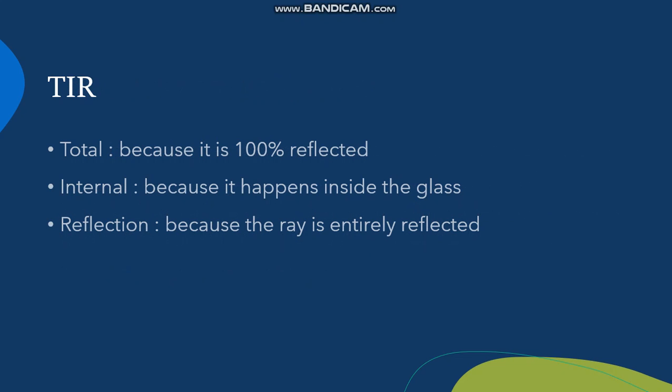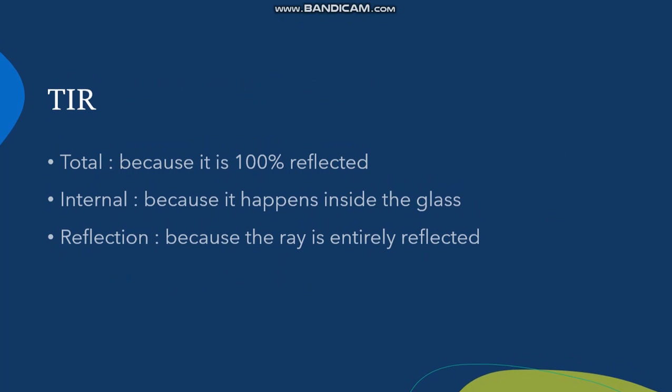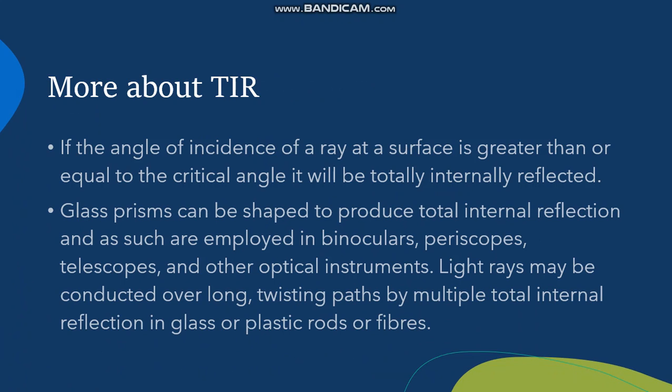TIR is called total because it's 100% reflected. It's called internal because it happens inside of the glass, and it is reflection because it is entirely reflected inside of the glass. More about total internal reflection: if the angle of incidence of a ray at a surface is greater than or equal to the critical angle, it will be totally internally reflected.